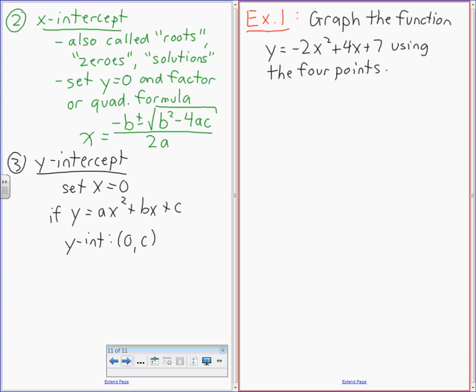All right, Owen, I'm picking on you first. What is your favorite point to do, the vertex, the x-intercepts, or the y-intercept? The vertex. Sounds good to me. So you choose to do the vertex. Okay, Owen, I'm going to start with y equals negative 2x squared plus 4x plus 7. Can you give me the first step, please?